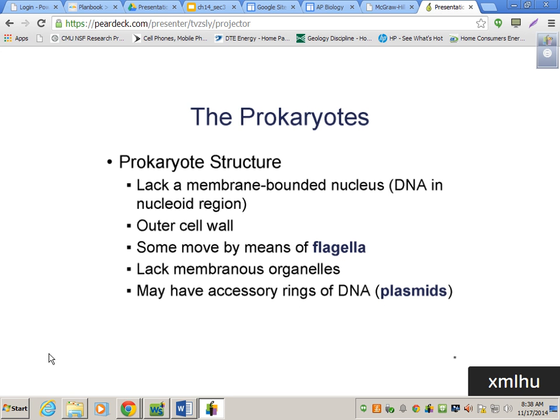So prokaryotic structures lack a membrane-bound nucleus. You guys told me that. It's nothing new to us. That means DNA in a nucleoid region. So we call it a nucleoid region because it's the area that would contain a nucleus but does not. It contains just the DNA. There is an outer cell wall, and some move by the means of flagella.